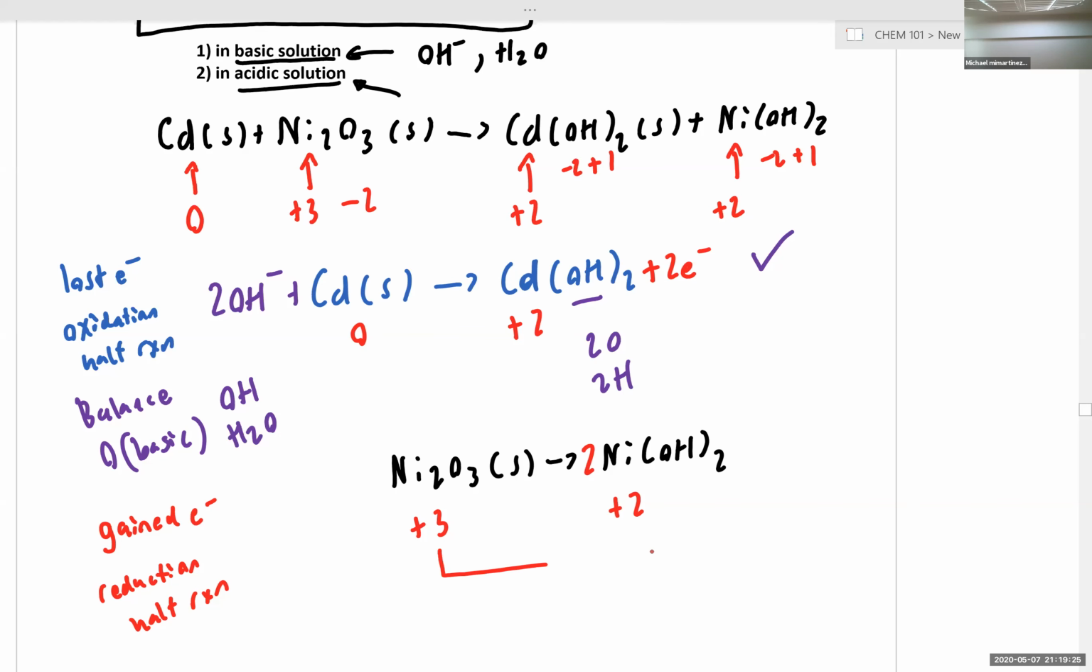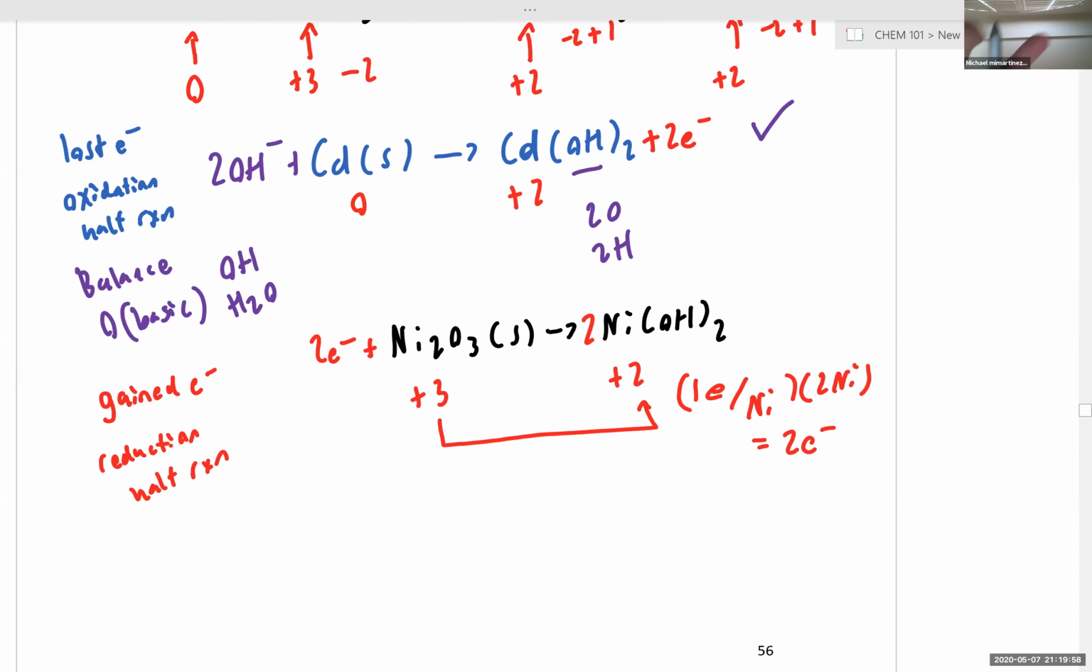Now, if we go from +3 to +2, how many electrons have we gained per nickel atom? 1. And we have 2 nickel atoms leading to 2 electrons gained. What side of the equation do we place those 2 electrons? The left or the right? The left. Yep.